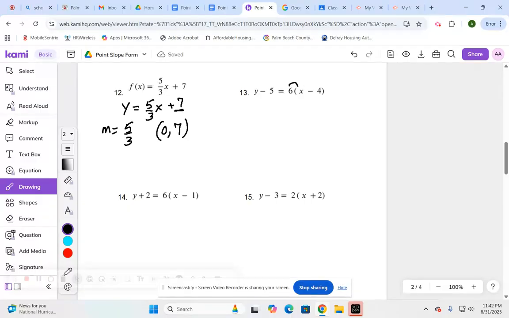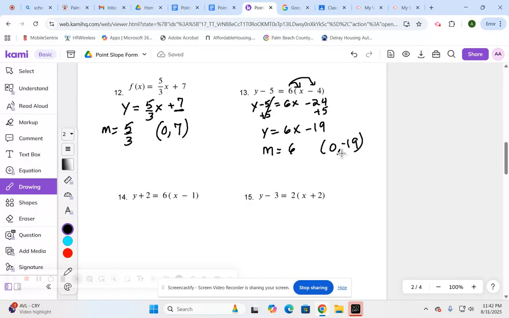So let's distribute first. So I'll have y minus 5 equals 6x minus 24. We will add 5 to both sides to get all the numbers combined together on one side. We'll have y equals 6x minus 19. Now we have it in slope-intercept form. So the slope is 6 and the y-intercept is 0, negative 19.